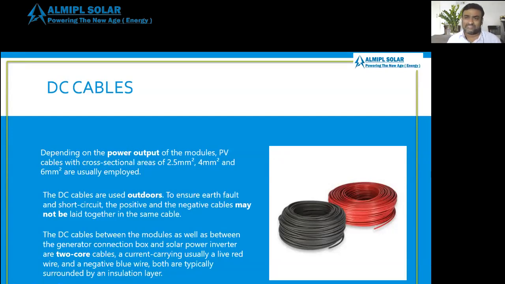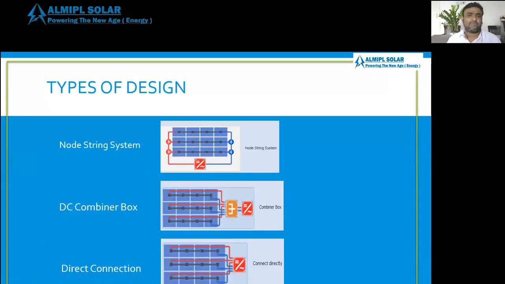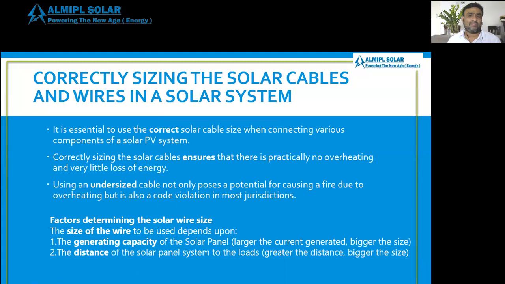So 80% of the outdoor work will use DC power, only 20% inside the house, mostly inside the residence and inside the building, because the DC is converted to AC. That entire component will use the AC cables. Before the inverter, every component will work with DC cables. Types of designs: node string system, DC combiner box, direct connection. So these are the design models available.